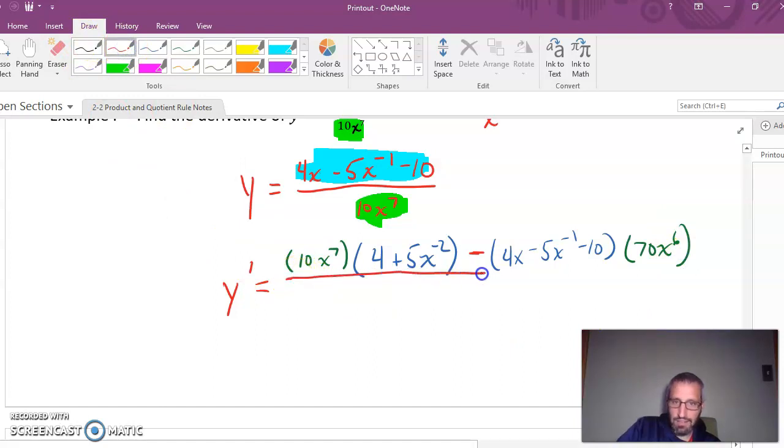So there's low d high minus high d low all over, and again, I'm going to use parentheses here for low squared. Low is 10x to the 7th, all squared. And again, if I was to square this out, right, it would be 10 to the second power, 100. x to the 7th to the 2nd power, x to the 14th, right? You got to do both, not just one of them.